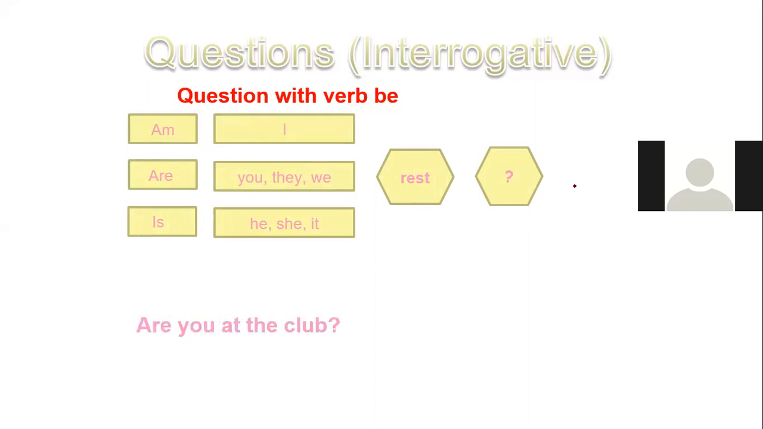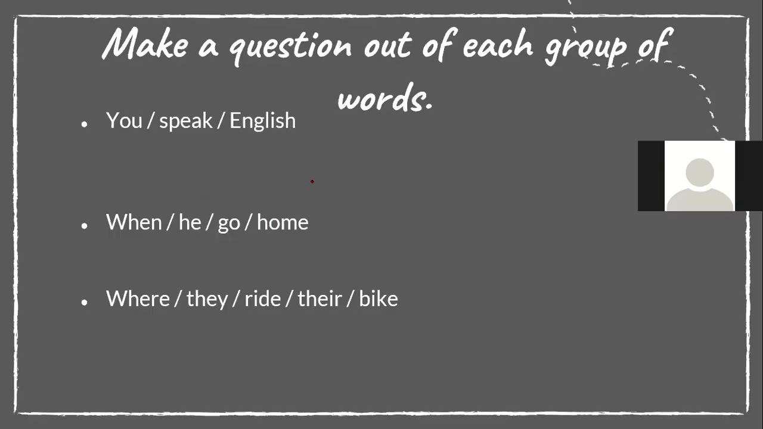Examples, are you at the club? Is she at the club? Am I at the club, for example? Okay? So it's simple and easy. Whenever you have a verb to be, then there is no need to use does or do. That's the rule. Let's form these sentences in the interrogative form, or let's make questions out of these words.